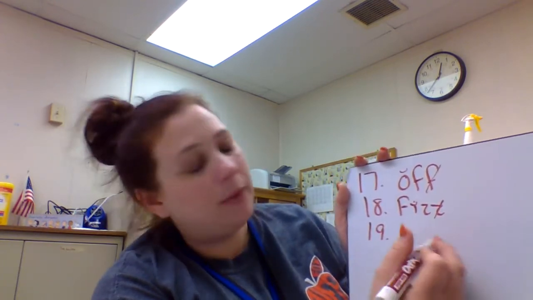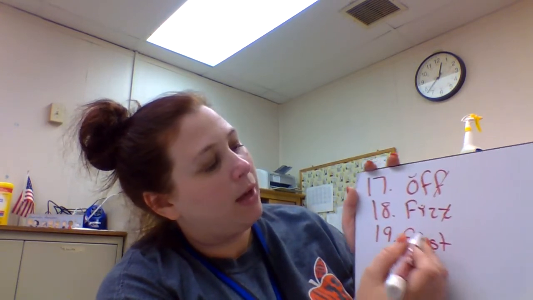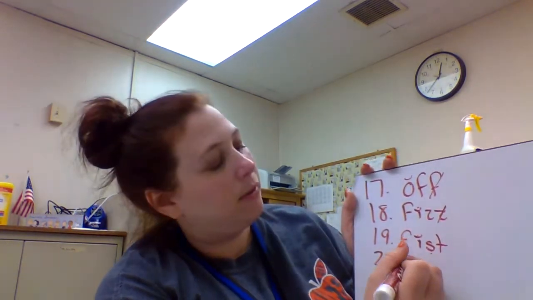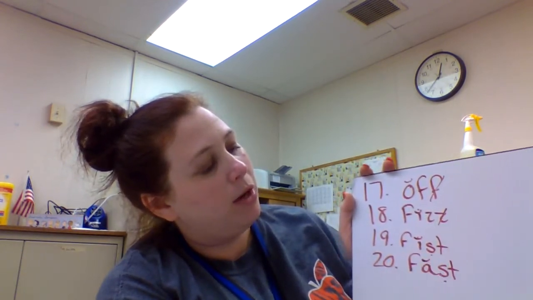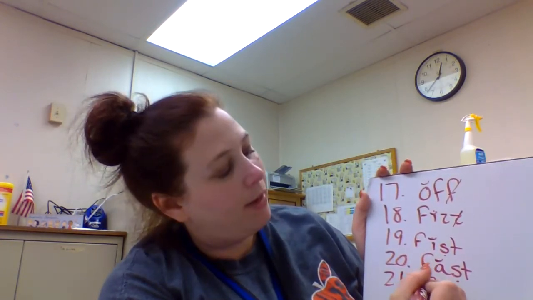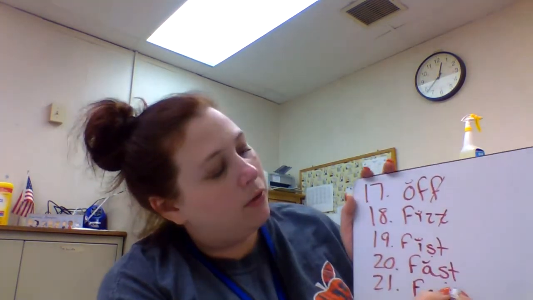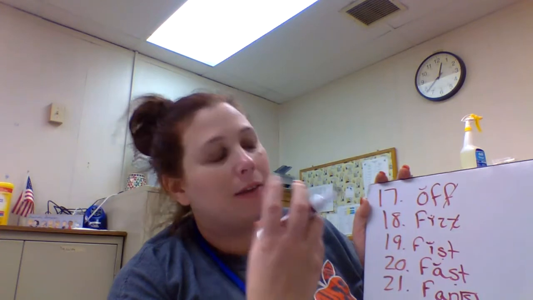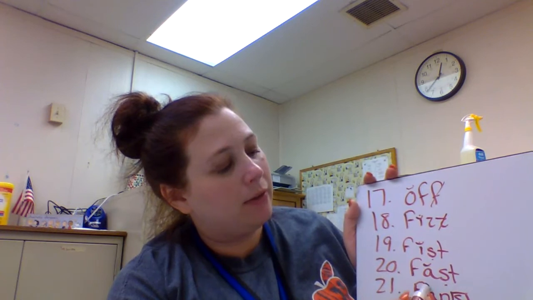Number 19, fist. We just have vowel consonant, it gets a brev. Number 20, fast. Again, just vowel consonant, it gets the brev, fast. 21, fans. Here's our suffix s, so we put a box around it. And in that fans, the S is making that Z sound, so we're going to put a line through it. And then we just have vowel consonant, it's going to get a brev.